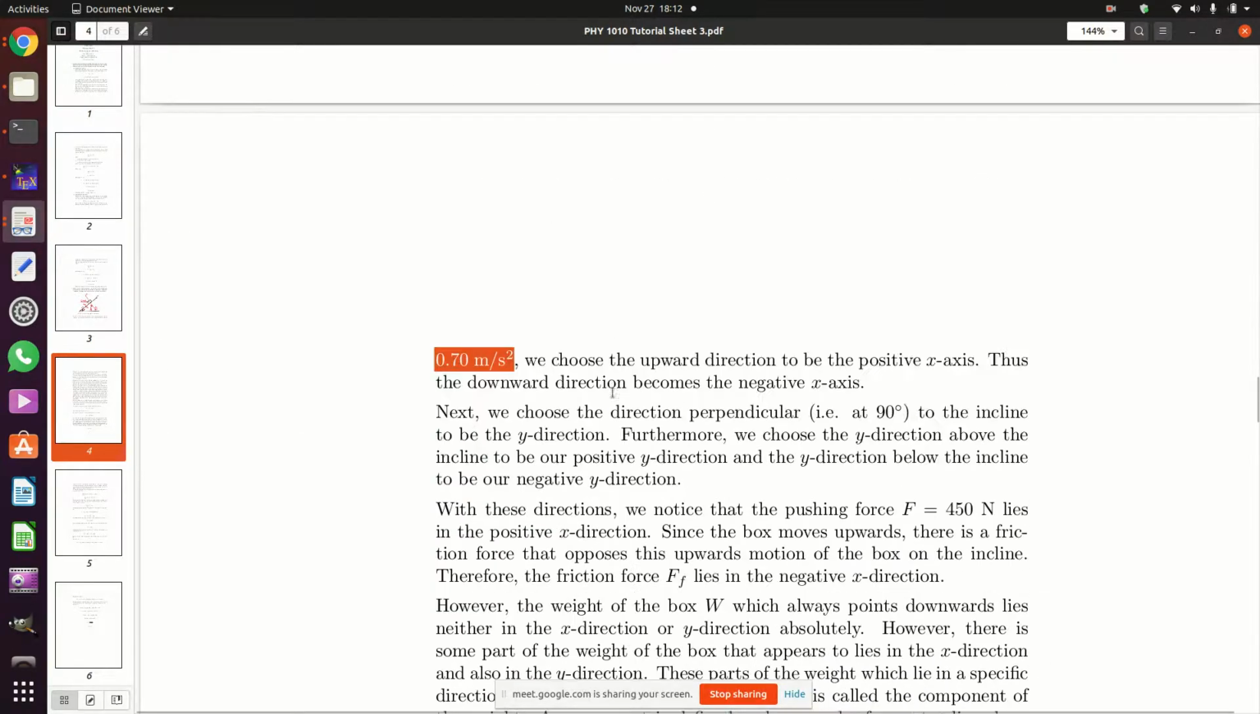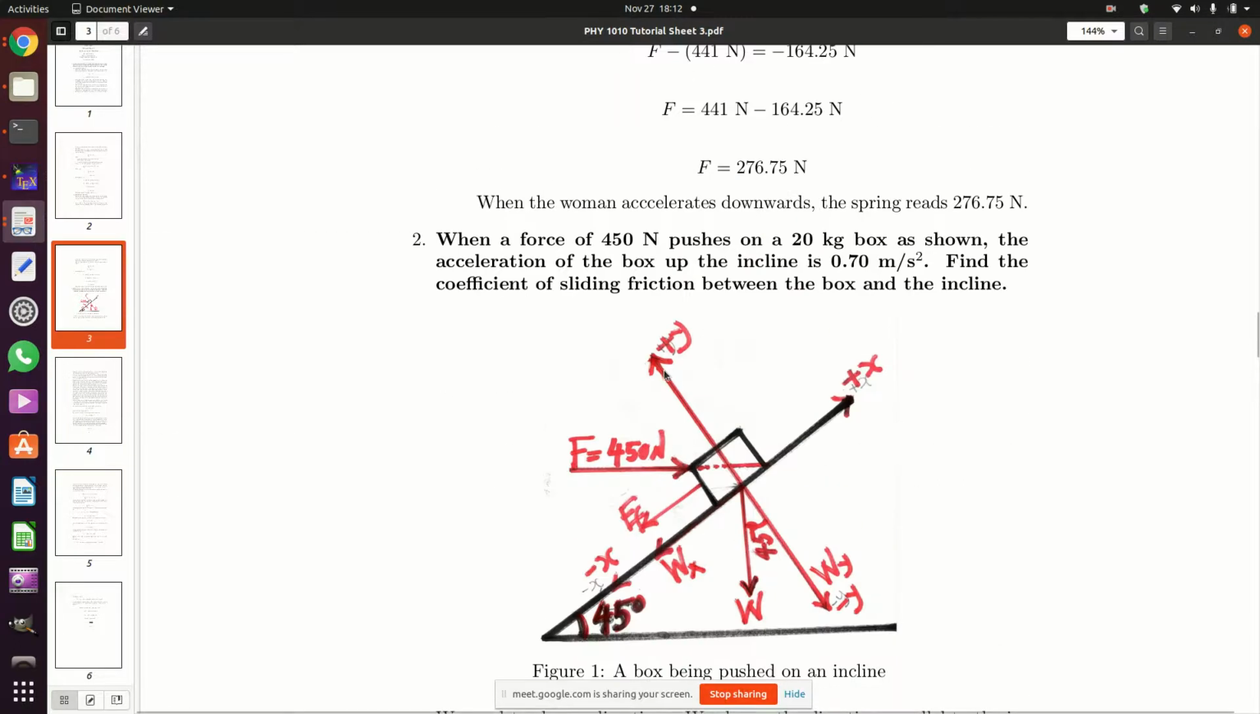The other thing, after you have chosen the x direction, is you need to choose the y direction. We choose the y direction to be at 90 degrees with the incline. Basically, the y axis should make an angle of 90 degrees with the incline. Okay, that is going to be our y direction.